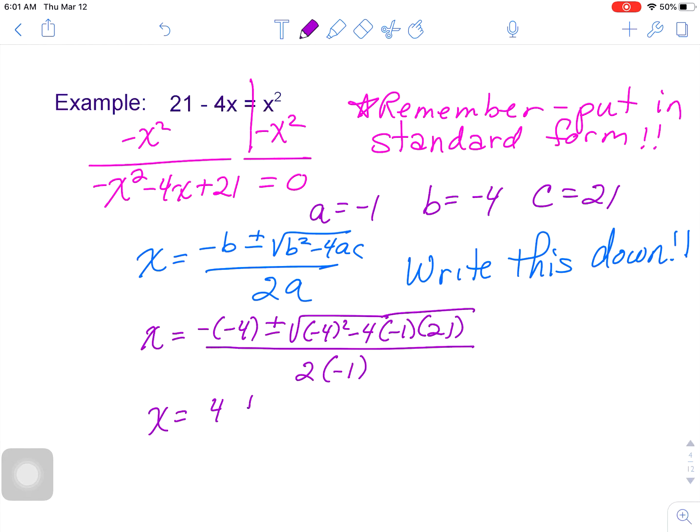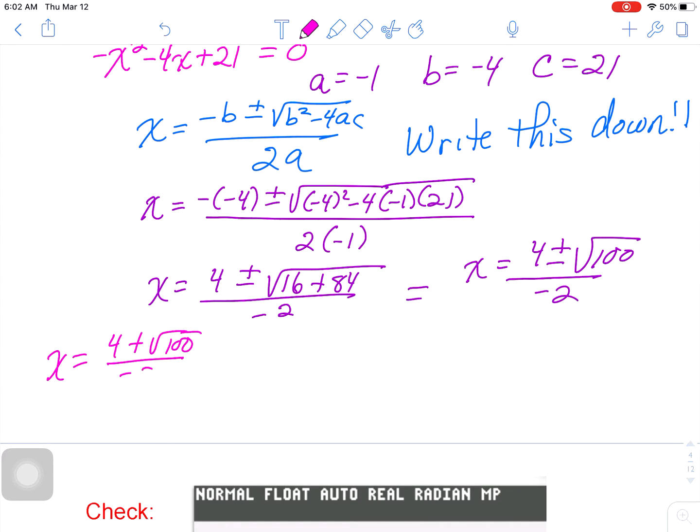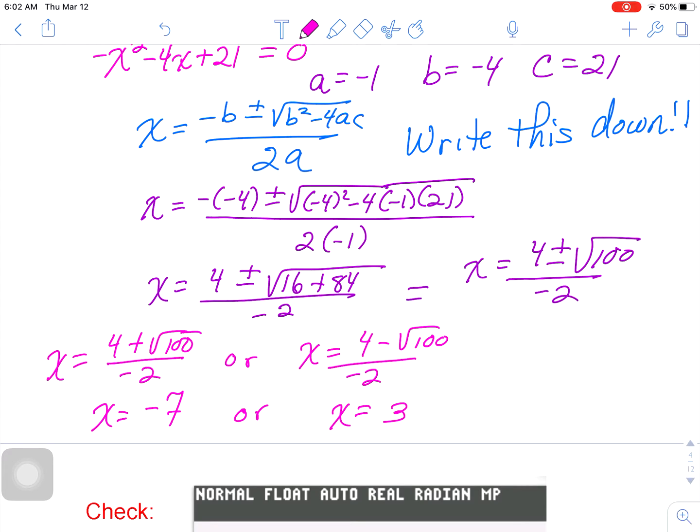So x is equal to 4 plus or minus the square root of 16 plus 84 all over negative 2. So if I simplify that, I get x is equal to 4 plus or minus the square root of 100 over negative 2. All right, so now we can calculate our roots. So x is equal to 4 plus the square root of 100 over negative 2, or x is equal to 4 minus the square root of 100 over negative 2. So here I get x is equal to negative 7, or x is equal to 3.